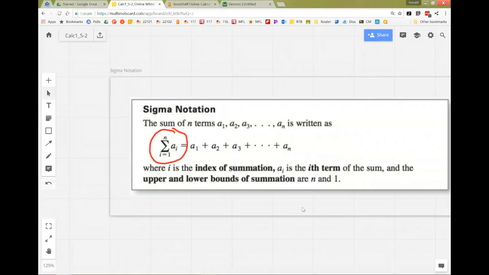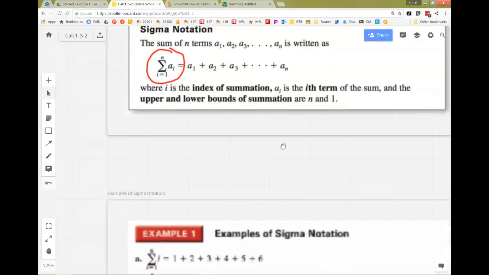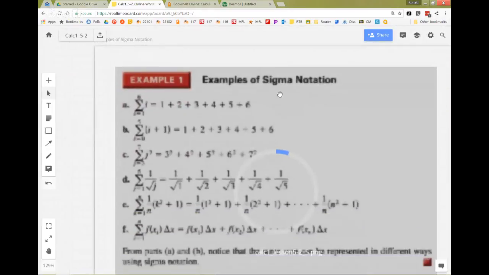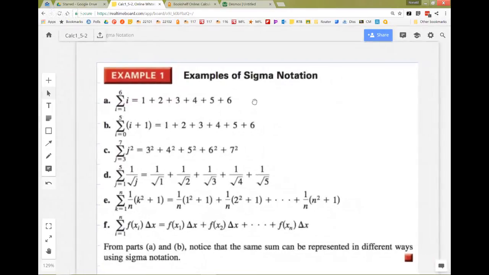Often, the i, j, and k are used as index letters. It's not real important, it's just a common practice. Okay, so here are some examples of sigma notation.